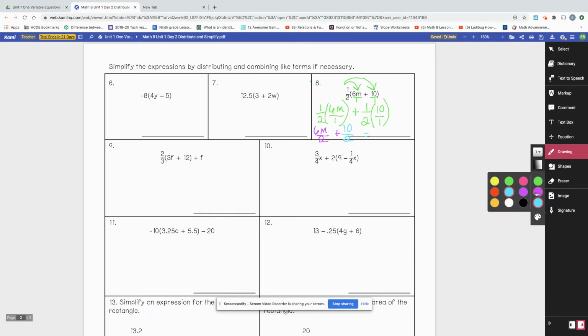Simplify that one step further. 6 times m divided by 2. Well, m is going to stay in there no matter what. But 6 divided by 2 simplifies to 3. Then, finally, 10 divided by 2 simplifies to 5. Now we have our final simplification of this expression.